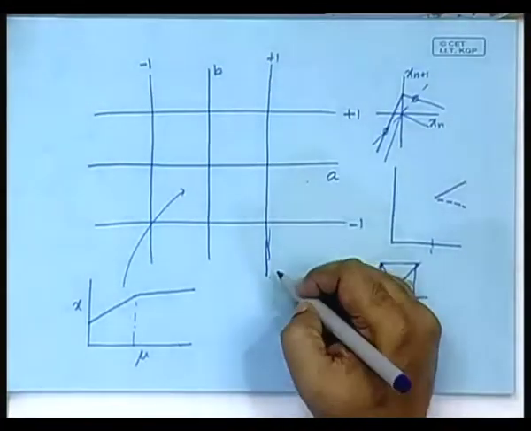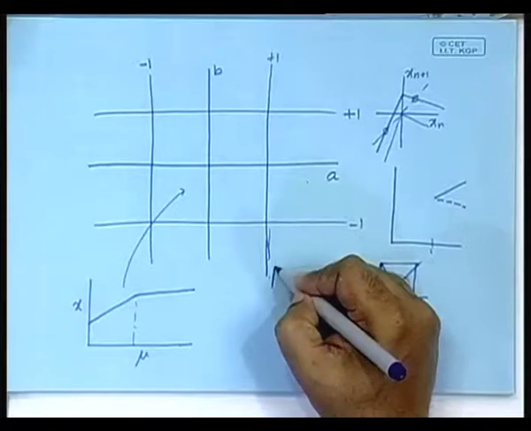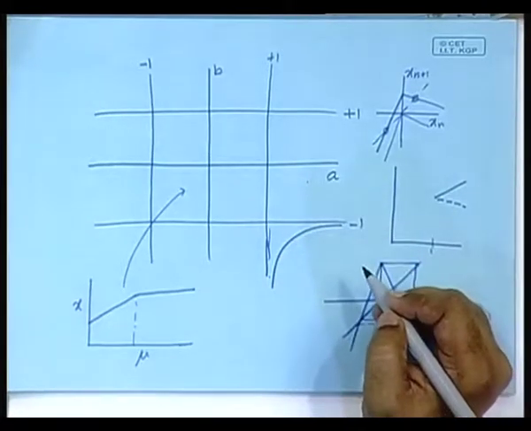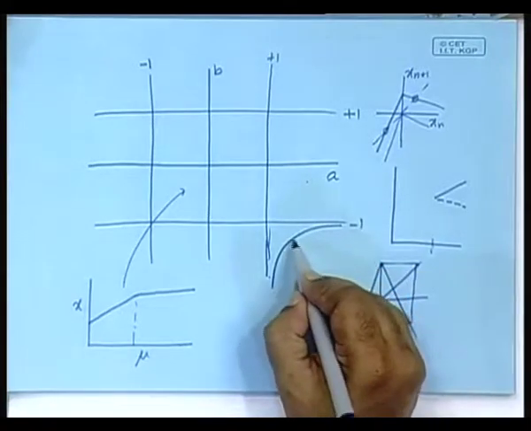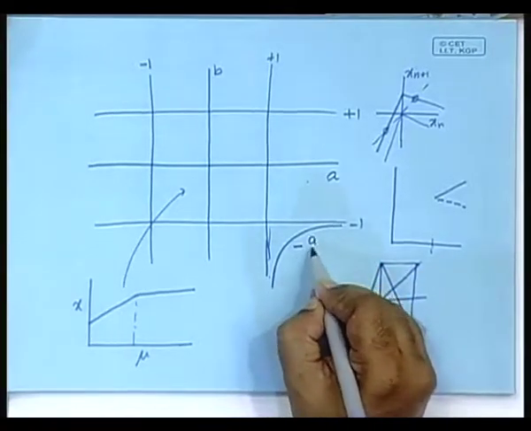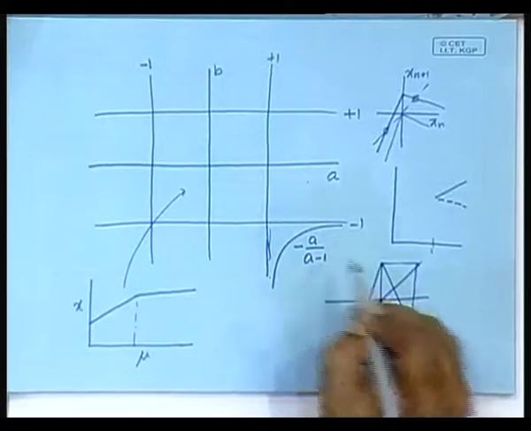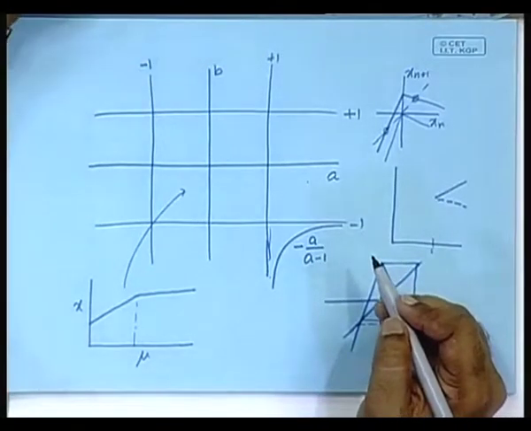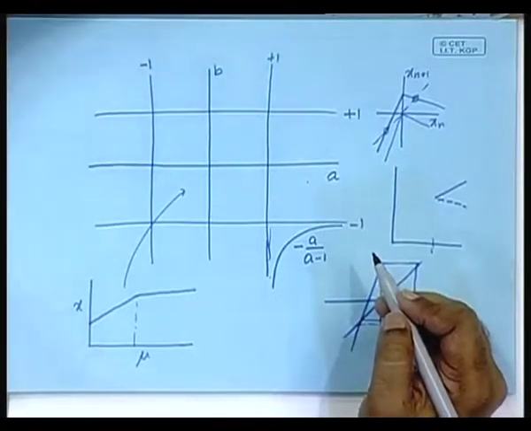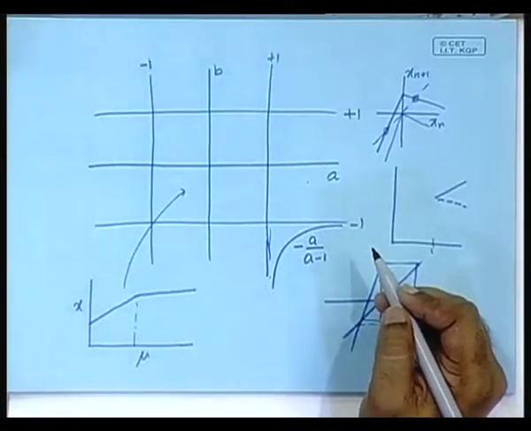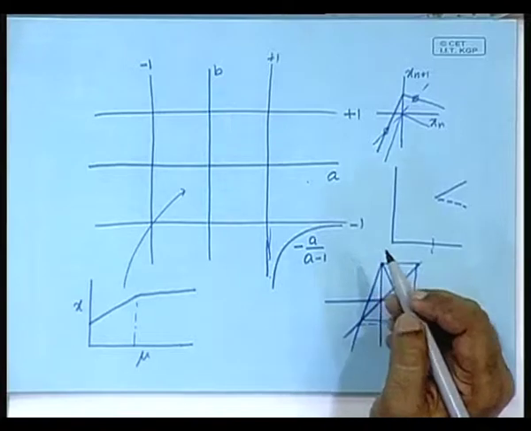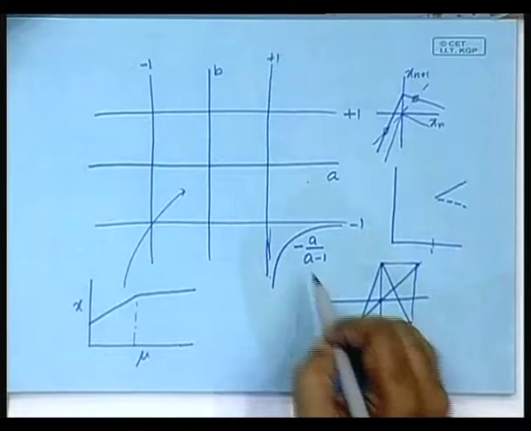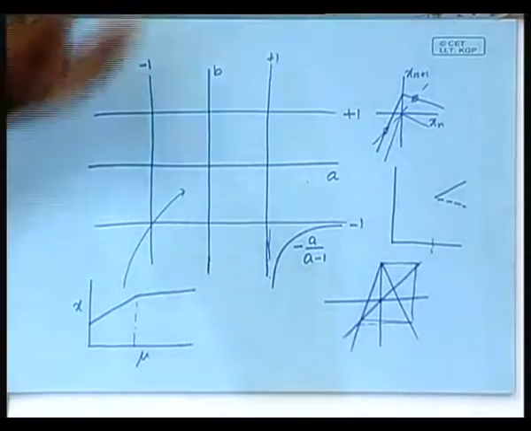If you do that, you will find that this will have a curve like this, where this curve is given by minus a by a minus 1. I am leaving this proof to you, just I am writing the value. So, we have come up to this stage.